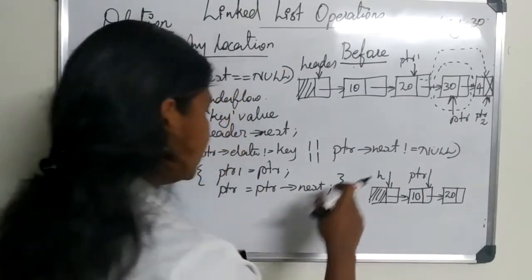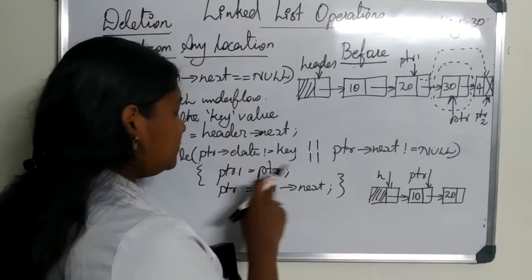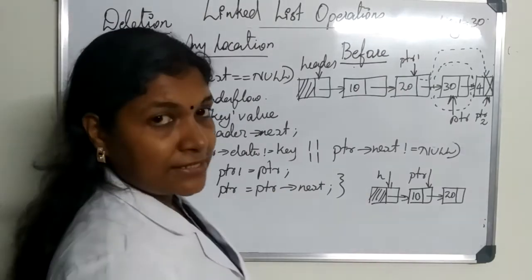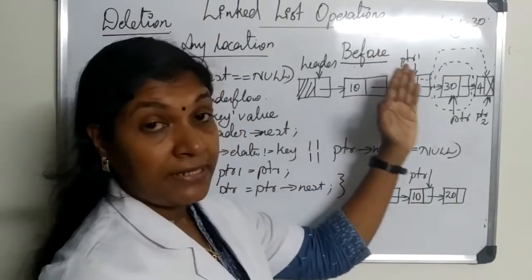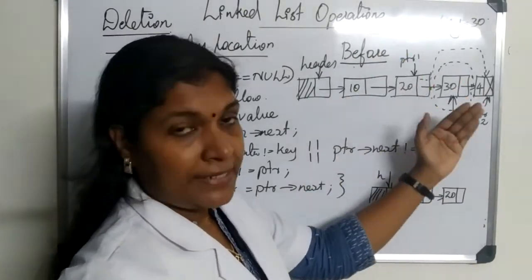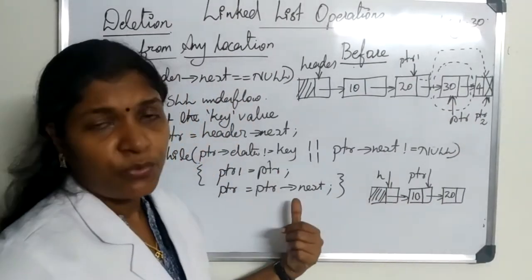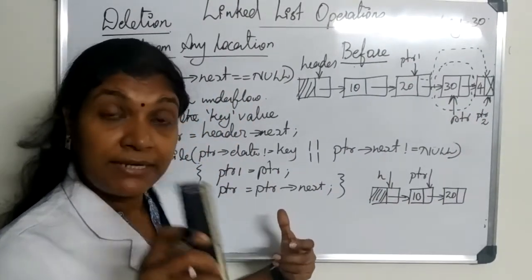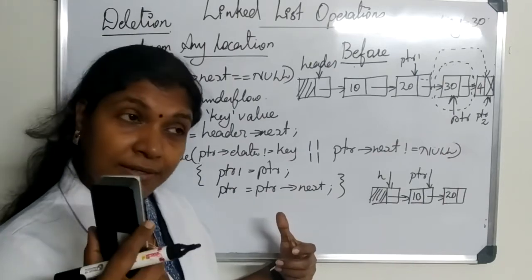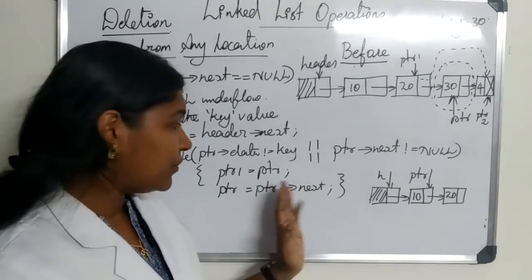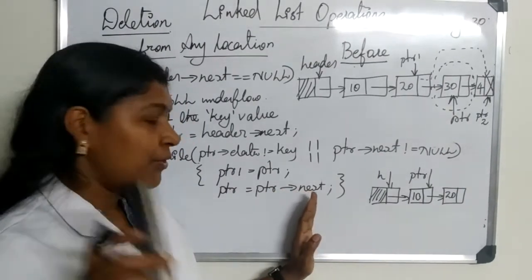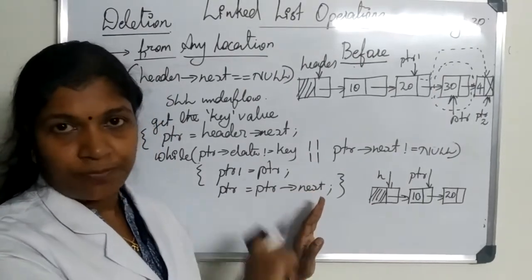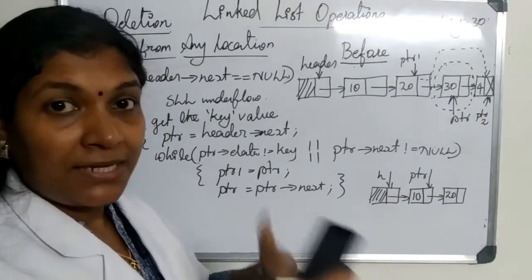Then ptr1 is equal to ptr and ptr is equal to ptr dot next. That is, we are making another pointer ptr1 to follow our ptr. So this is the same code which we used in insert at any location and deletion from end. So for all these cases we use this loop. You would be familiar with this loop, right? That's why I'm explaining in a fast way.